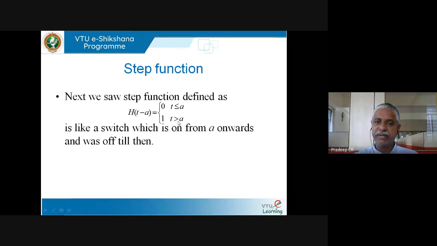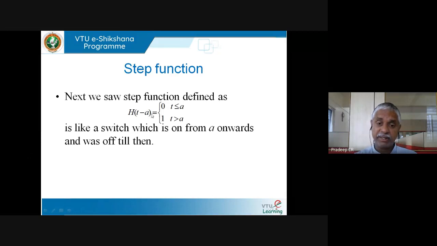Remember, this is a funny way of defining the function. Normally I would say h of t. Here I'll say h of t minus a. In many places in mathematics, we don't use this. We use notation like h sub a of t, so that the subscript a tells me what a is. For example, h sub 2 of t is 0 till t is 2 and 1 after t is 2. But this is the standard notation for engineering, and this is also equally used.